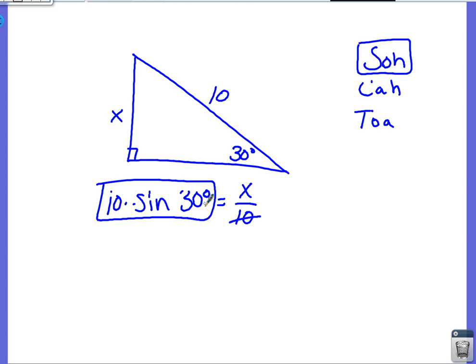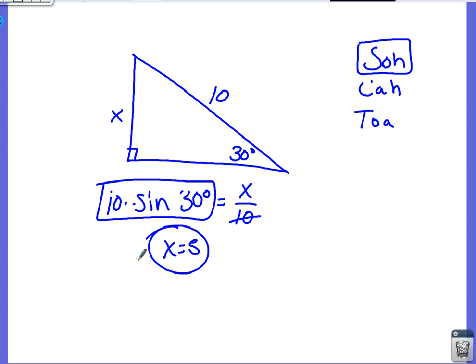What's the ratio in any 30, 60, 90 triangle? Take your 30-degree angle. What is the ratio of opposite to hypotenuse every time? What's the relationship between the short side and the hypotenuse in a 30, 60, 90? It's double. So the ratio of opposite to hypotenuse would be like 2 to 4, 5 to 10. It'll always be half, correct? So the sine of 30 is always half. And if you type this into your calculator, you get 10 times a half, or 5, which was the hard way of working that.